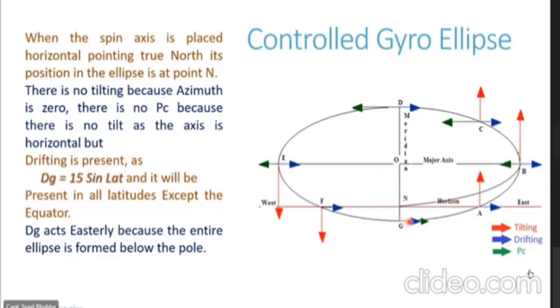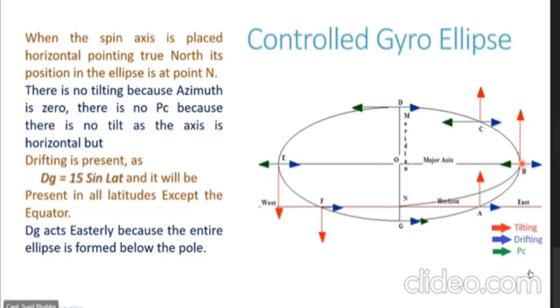As you go east of the meridian, upward tilting comes into the picture, pushing it upward. So the spin axis reaches back at point A. At point A, there is no control precession, easterly drifting and upward tilting takes it above the horizon and further eastwards. As it goes above the horizon, further eastward, westerly precession is generated, and at point B, the westerly precession becomes equal and opposite to the easterly drifting.